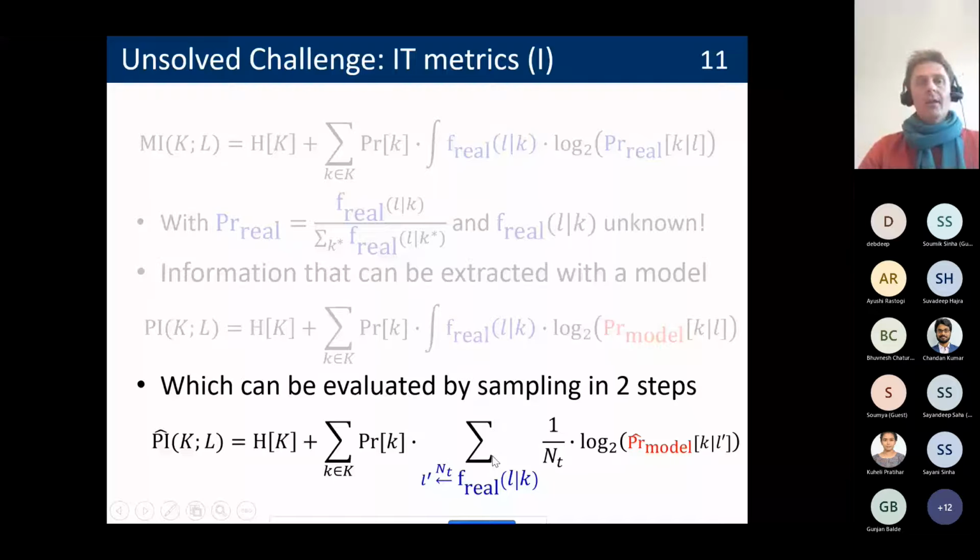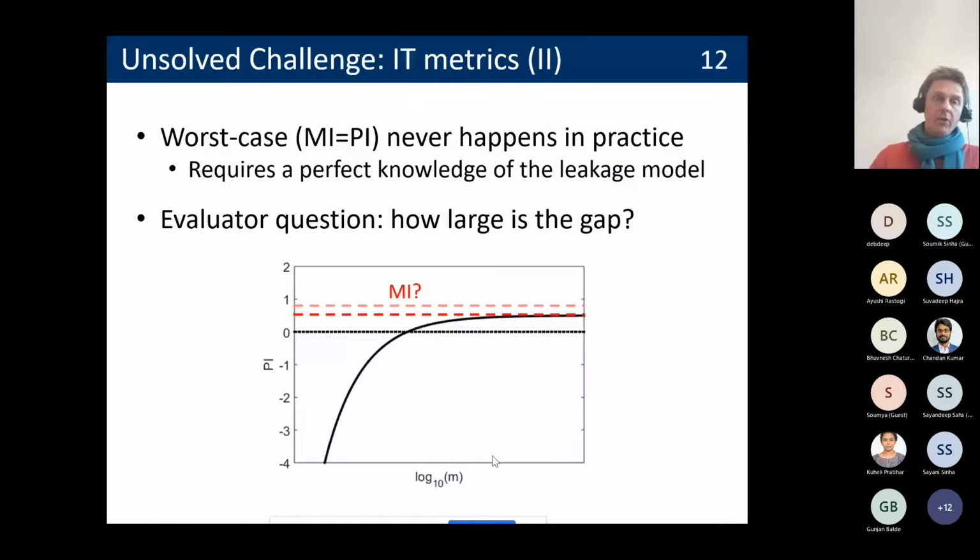Good. What's the challenge then? Essentially, we would like to estimate the worst case security, which is the mutual information equal to the perceived information. And we know this never really happens in practice because it would require a perfect leakage model, and we don't know how to build that. So the evaluator question, which is reflected by the figure at the bottom here, is essentially to find out how large is the gap between the perceived information that we can compute in practice and estimate, and the mutual information that we never really know.